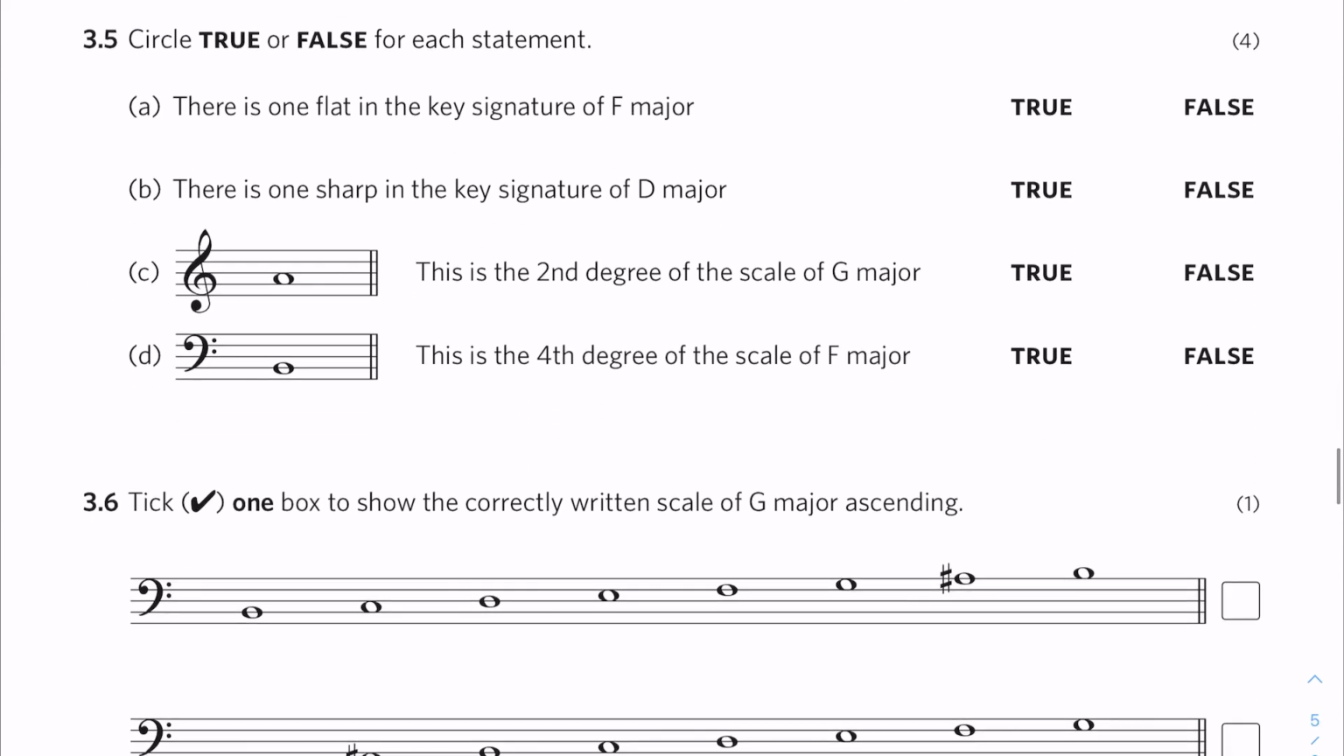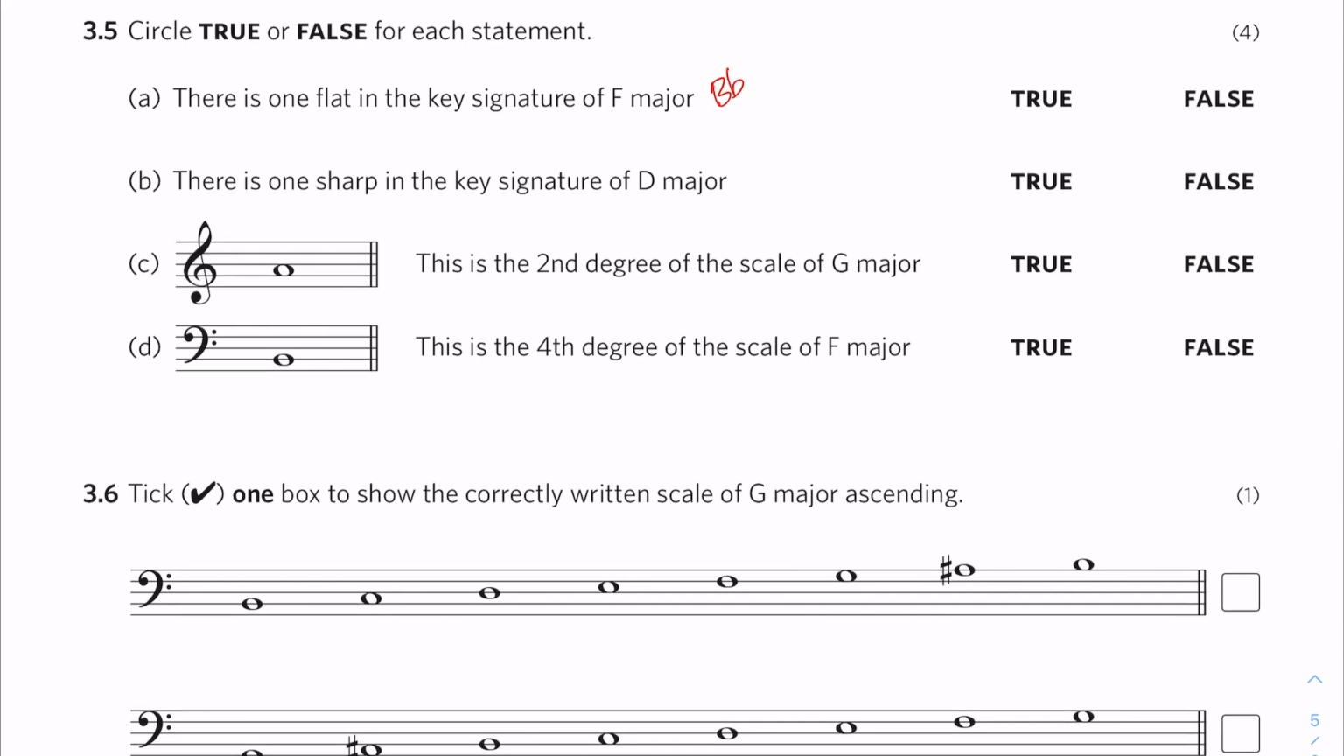Next, circle true or false for each statement. Question A, there is one flat in the key signature of F major. Is it correct? Yes, because in F major there is one flat in the key signature and it will be B flat, always B flat. So it's true. Question B, there is one sharp in the key signature of D major. Is it correct? Do we have one sharp in D major? Now, if you remember clearly, in the key of D major, there are two sharps. They are F sharp and C sharp. So they're asking you if there's one sharp in the key signature, and it's false.